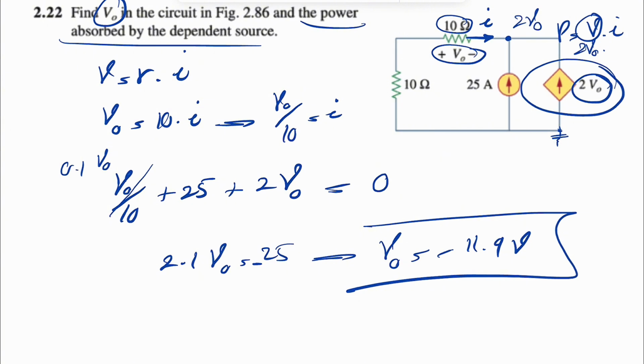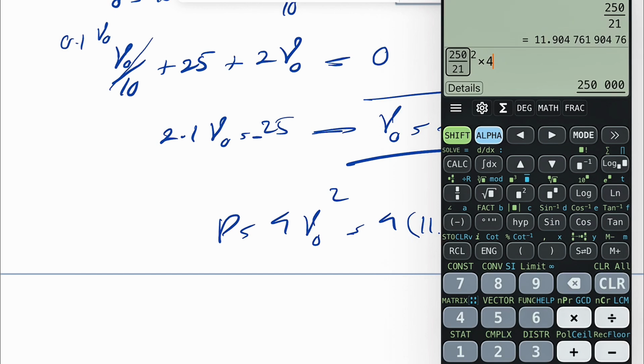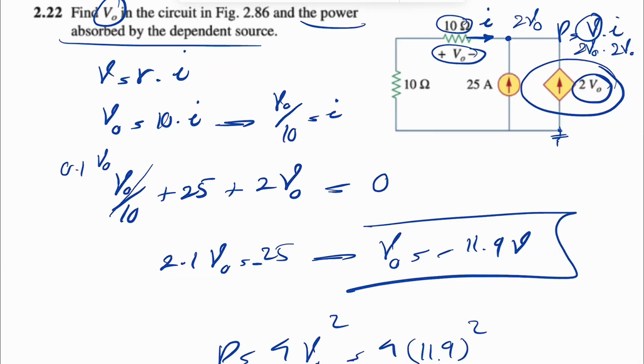The voltage at this point is going to be also 2V0. So the voltage that we have in here is actually 2V0 times I. Our I is also 2V0. So the power in here would be 4 V0 squared. So 4 times 11.9 squared. Let's see what we get. Times 4. And yeah, that's going to give us the power of 566.9 watts.